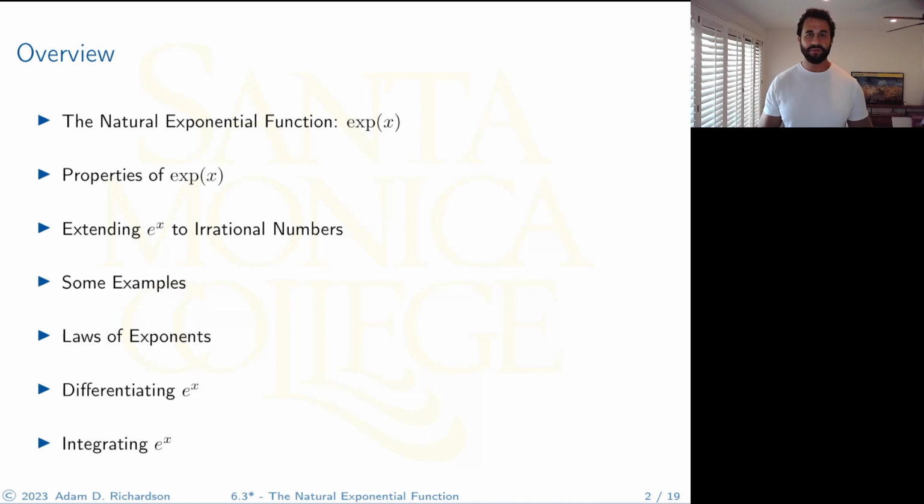Then we'll do a couple examples. Then we'll talk about the laws of exponents. We'll get all the laws of exponents next. Then we'll talk about how to differentiate e to the x and how to integrate e to the x. So let's get started. Quick review.